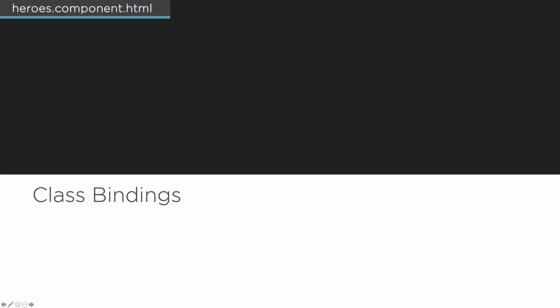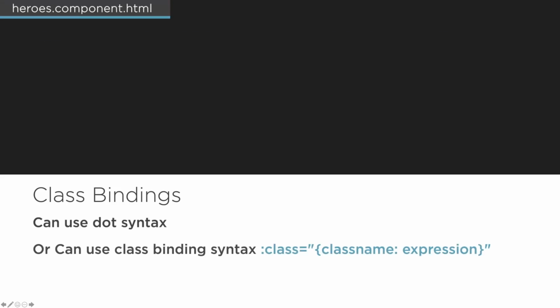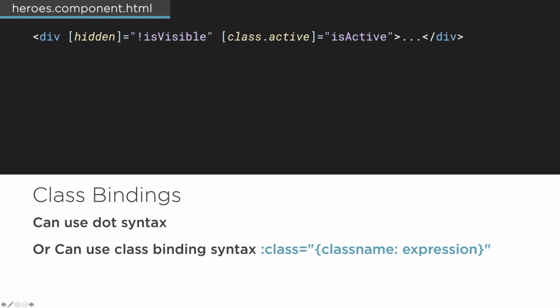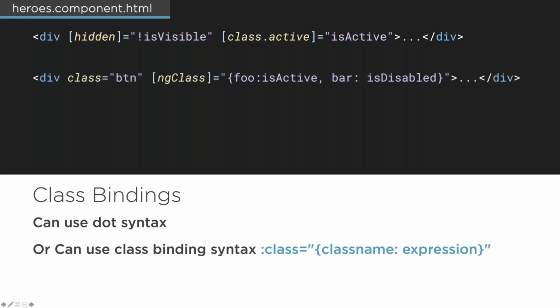One last one that I'd like to show is about class bindings. This is an easy thing you can do where you can say, I want to set a CSS class. And maybe what I want to do is add the class called active to the page whenever isActive is true. So again, we're using the dot syntax, but we can also add multiple classes in one shot.